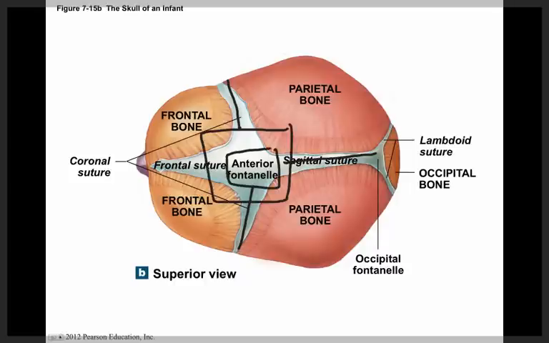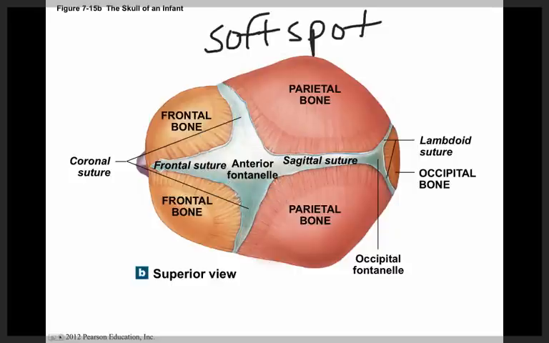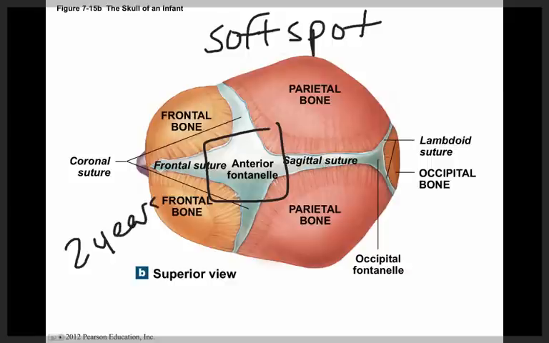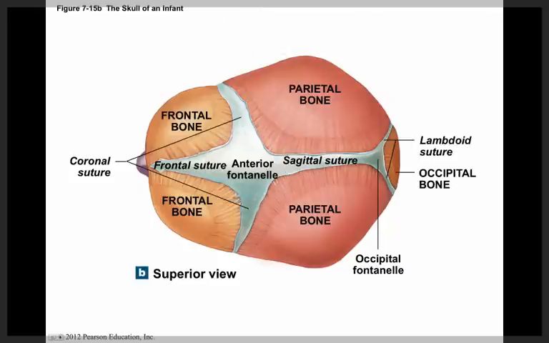I bet you can guess what another name for this anterior fontanelle is. It is the soft spot. The anterior fontanelle will close when the child is about 2 years of age. Prior to that, it remains open, and so you have to be careful about sharp objects in this area. The other fontanelles may close up within a month after birth.